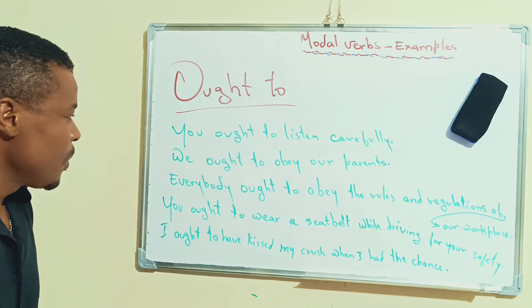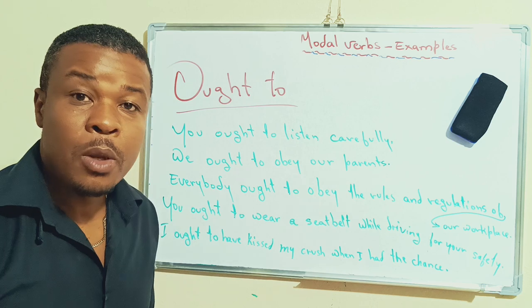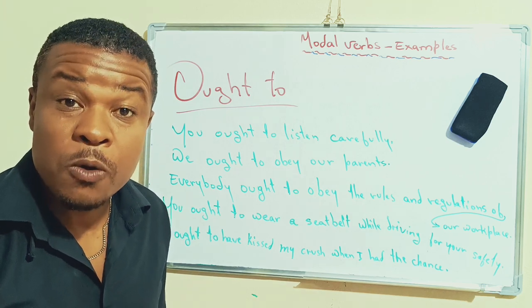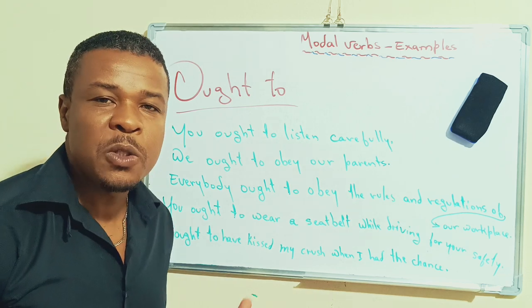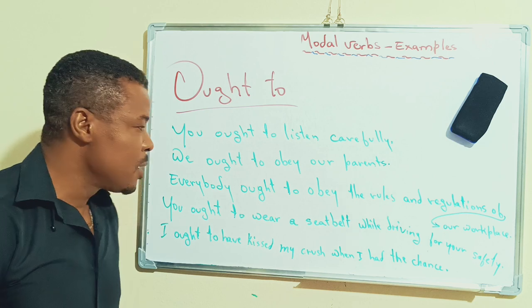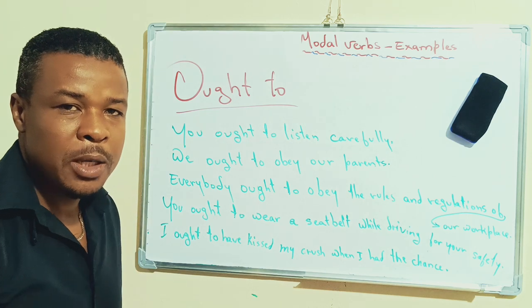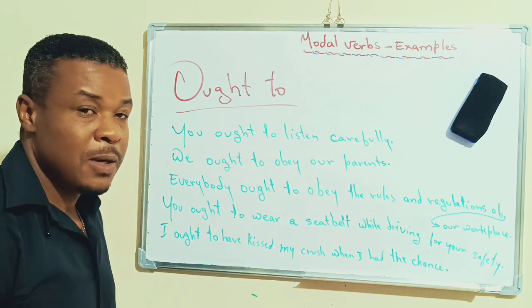All right? The next one. We ought to obey our parents. Okay? Debemos obedecer a nuestros padres, ¿verdad? Que es ya una norma, una regla o un mandamiento incluso que está ligado con la moral, con los valores, ¿no? Con la moral y los valores.